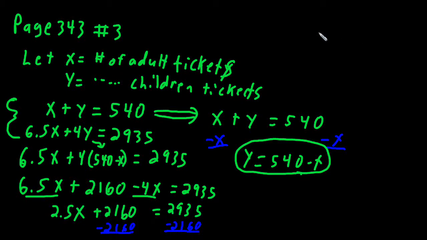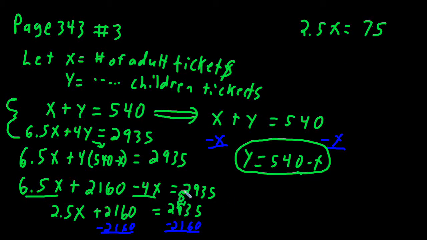Let's see here. I think I will use my calculator here. 775 divided by 2.5 is 310. So I have half the answer. The question, I know how many adult tickets were sold.